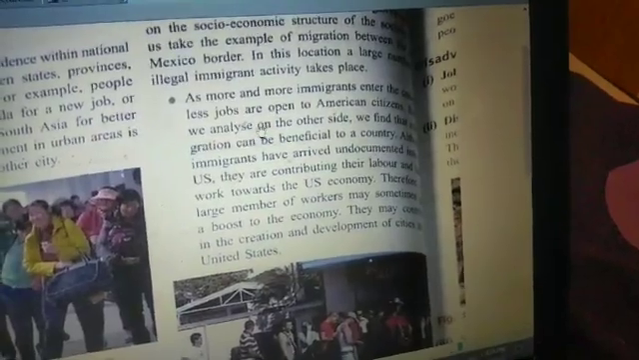The first one we will see: as more and more immigrants enter the country, fewer jobs are open to American citizens.